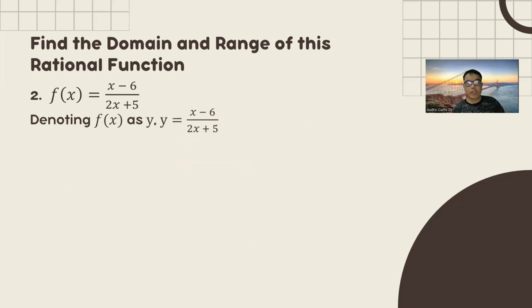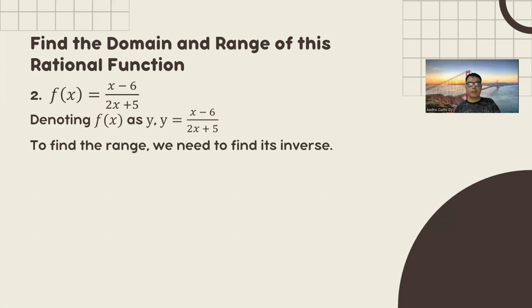In order to get the range, we're going to do the same steps as we did with the first example. That is, denoting f of x as y. Then to get the range, we need to find its inverse first. As we see, x and y are interchanged, so x is at the left side and y is now at the right side. We're going to cancel the denominator by multiplying 2y plus 5 on both sides.